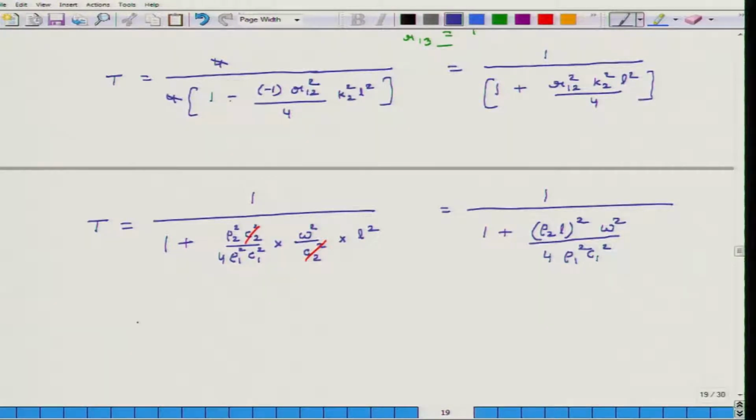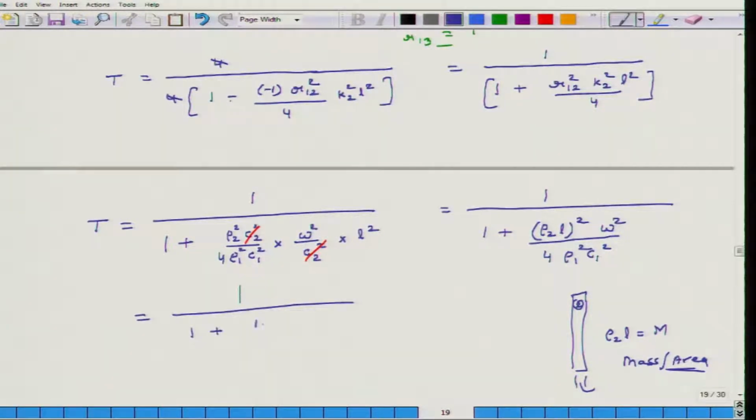Now, what is rho 2 L? Rho 2 is the second medium, L is its width. So, what is this? Rho 2 L is equal to m, which is mass per unit area. Okay. So, this is equal to 1 over 1 plus m omega square divided by 4.